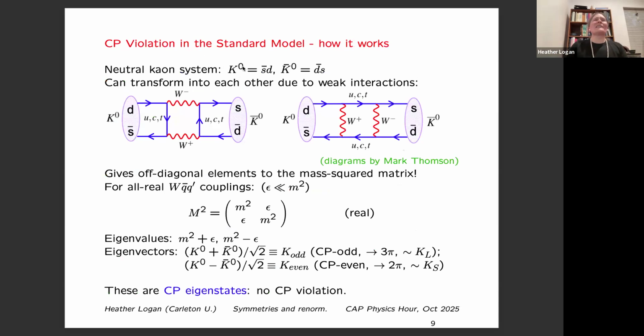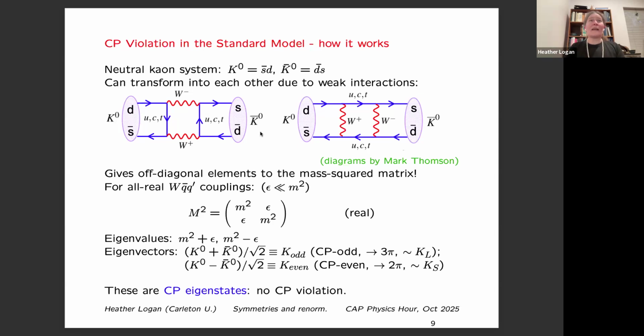So the neutral kaon system, I said there's a K0, which is anti-strange and down, and a K0 bar, its anti-particle, which is anti-down and strange, okay? And these two can transform into each other due to the weak interactions. So basically, exchanging a W boson turns, say, the down quark into either an up quark, a charm quark, or a top quark, okay? And then you do another W boson to make this be the anti-strange quark. And then you can do the same thing over here, and basically you can swap a D into an S, right? And an S bar into a D bar. And that turns your kaon into a K0 bar, right?